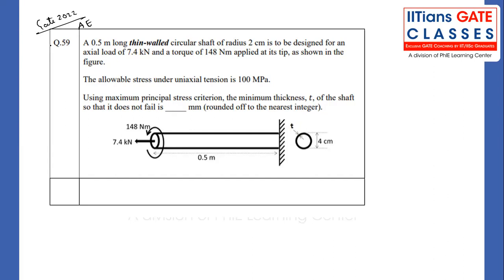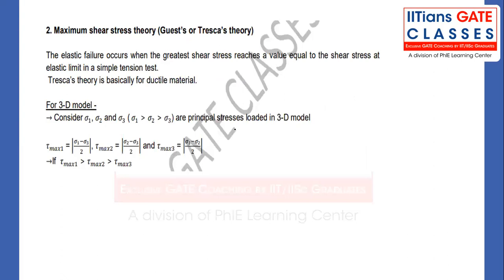A 0.5 meter long thin wall circular shaft of radius 2 centimeter is being applied an axial load and a torque at the tip. The allowable stress under uniaxial tension is 100 megapascal. This particular problem I will be solving after the discussion of the pure torsion chapter, right? So I'll be discussing this one then. Now, on to the second theory of failure.